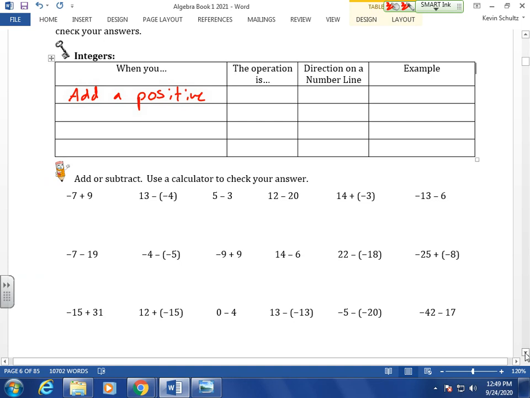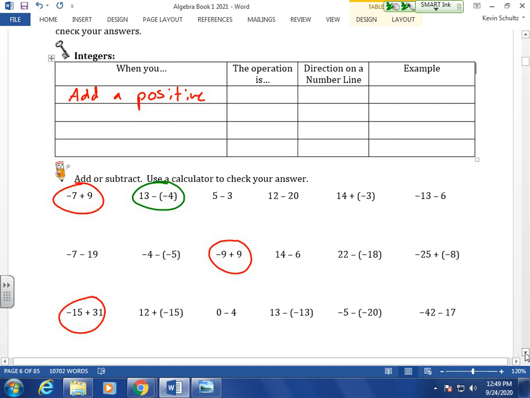Noah. The first one, negative 7 plus 9, is adding a positive. What's another one? Negative 15 plus 31 is adding a positive. What's another example? Negative 9 plus 9 is adding a positive. And I believe you see another one? Yep, 13 minus negative 4. Okay, and 13 minus negative 13. Well, let's not get carried away here, because actually that is not adding a positive.